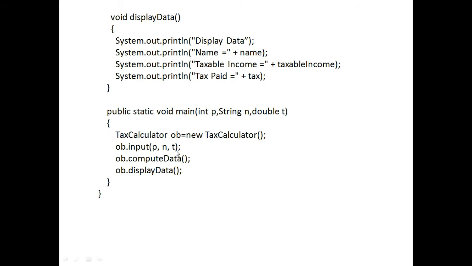Here p, n and t: P for PAN, N for name, and T for taxable income. We are passing them into the input function. Then we call the compute function, and finally we display the data, that is the display function. So children, function programs are not so tough. The concepts we use in function programs are the same as looping or decision making. The only difference is that in function programs, instead of doing all the calculation in a single main function, we divide the program into sub programs, which are known as methods or functions.